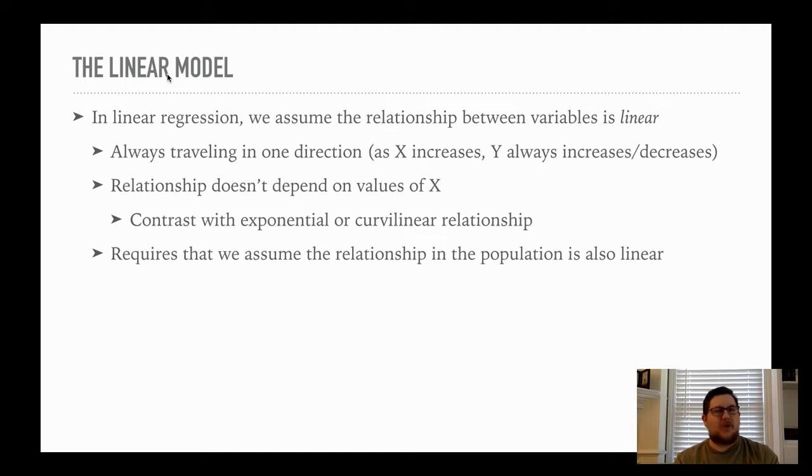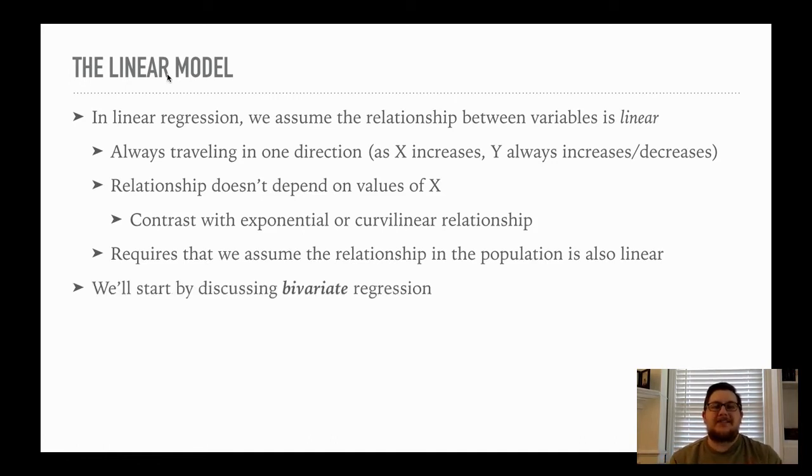Of course, this requires that we assume the relationship in the population is also linear. There are times this might not make much sense. If you look at a scatter plot like we just did and you see a clear curvilinear relationship, then you might know that a linear model might not be the best fit for your data. There are ways to deal with that, but for our purposes, we're going to focus on a linear relationship.